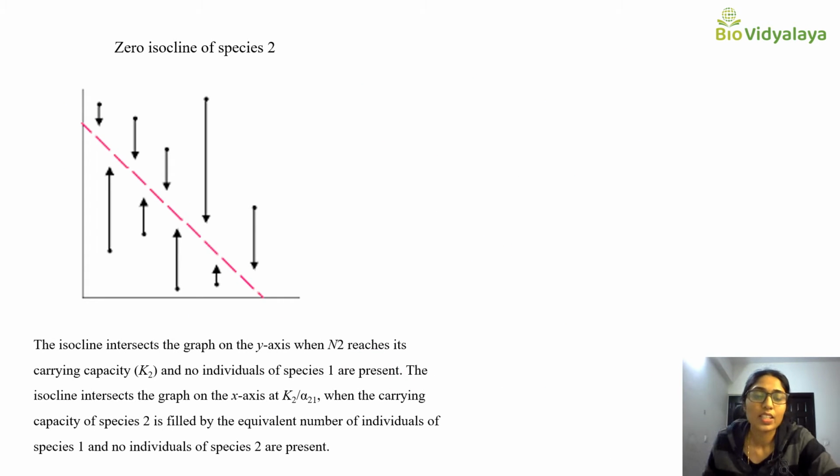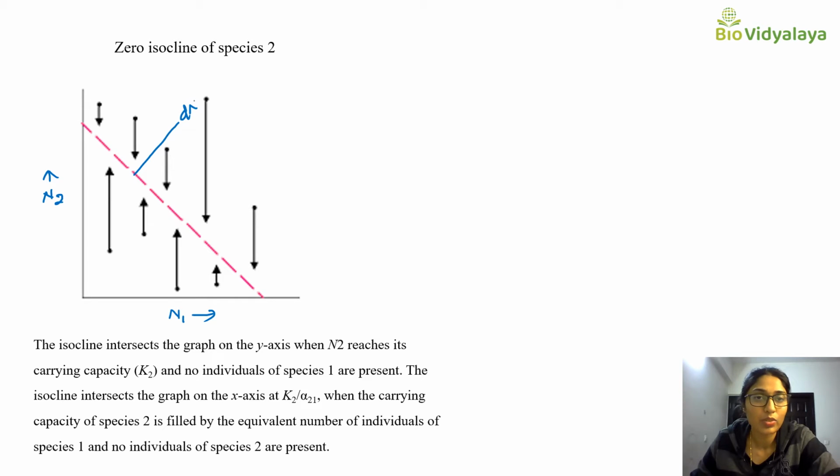Next is the zero isocline for species 2. Here we know that on the x-axis is N1 and on the y-axis is N2, and this is the zero isocline, this pink color line.